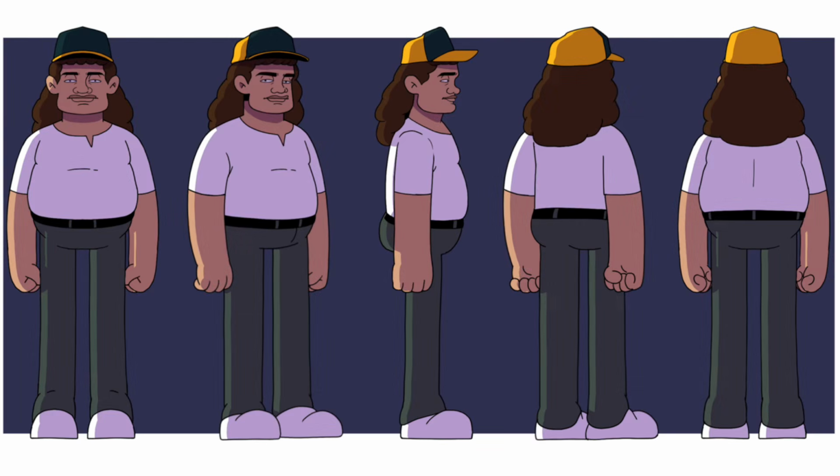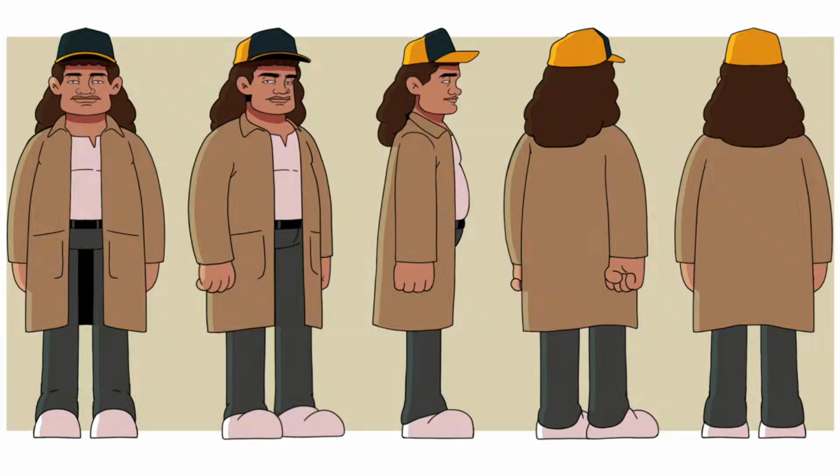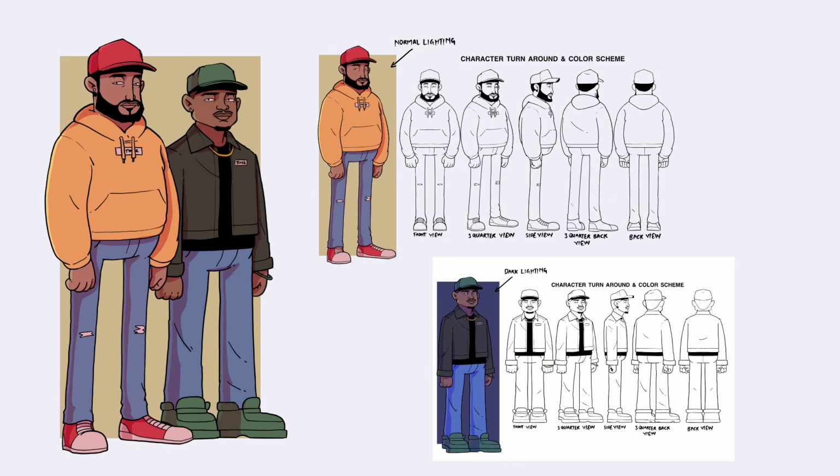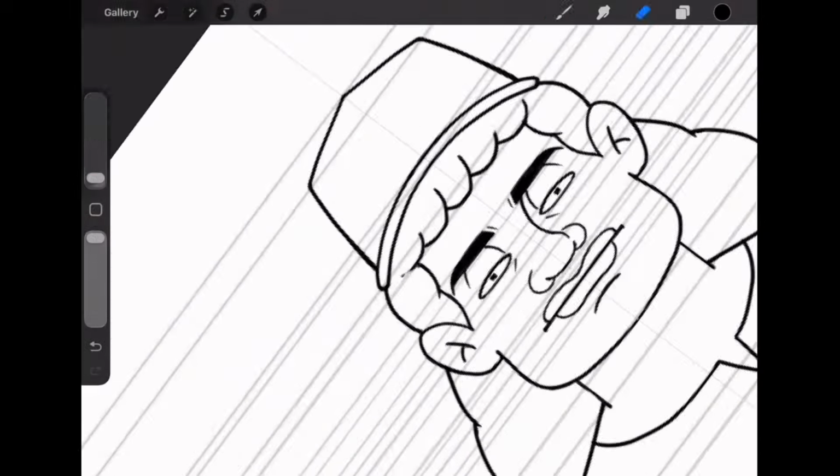So I made this character design for animation based off Dustin from Stranger Things Season 4. I made this using only Procreate on my iPad. And in this video, I'll be showing you guys how I came up with the art style and also how to make an accurate character turnaround.